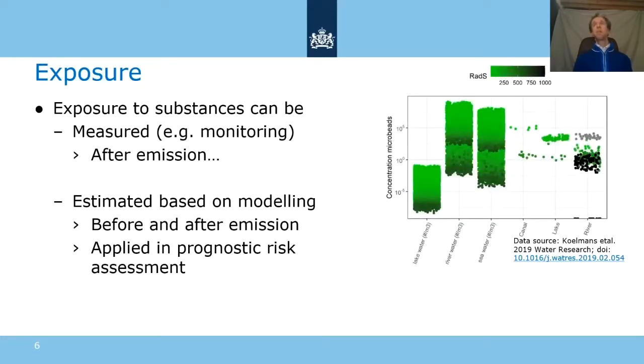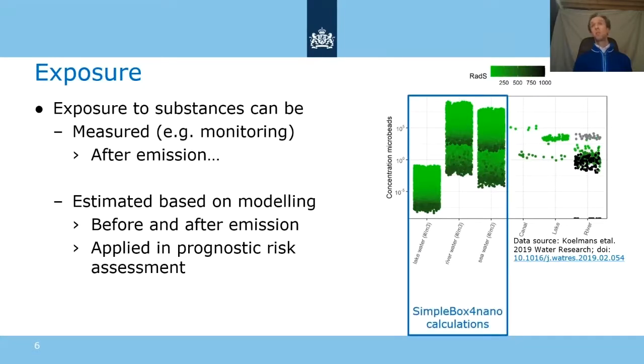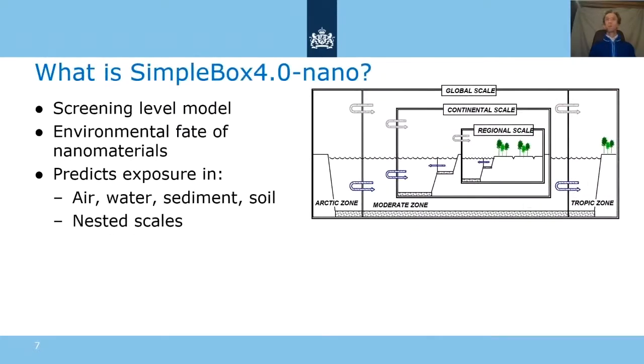For example, here we have a graph of Simplebox for Nano outputs on the left, which are calculations, predictions. This type of graph you get when you apply the model probabilistically. And of course, this is for microplastics, but you can also measure these concentrations of microplastics already because they're in the environment. And then you can compare them to the modeled ones and, let's say, start validating the model and so on. But this is not always as easy, for example, for some that are not out there yet.